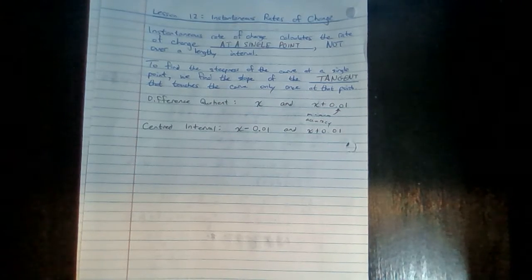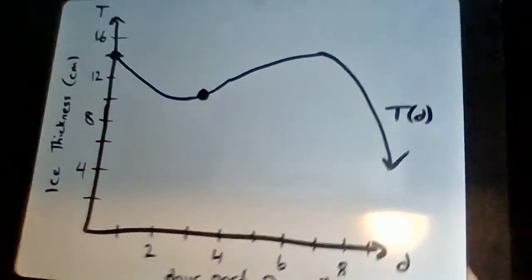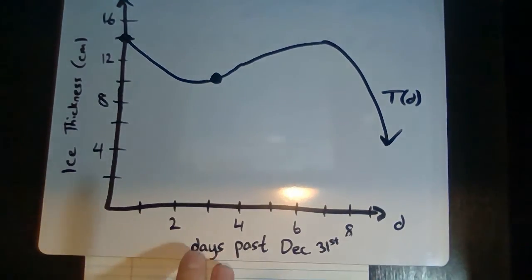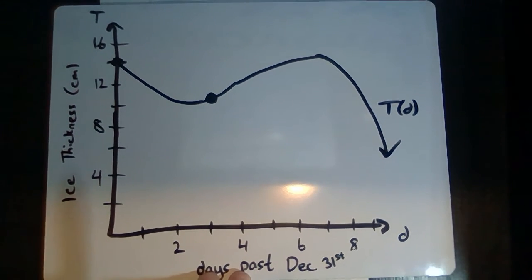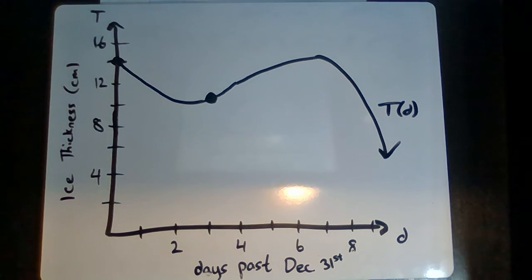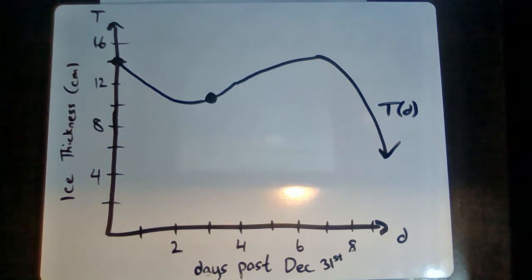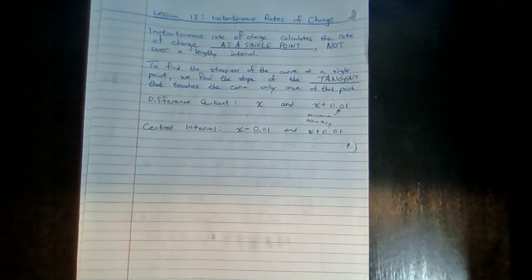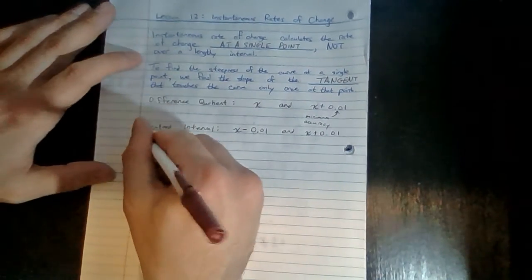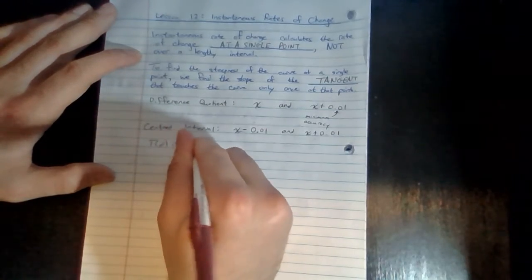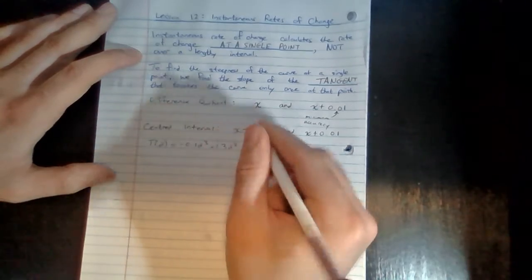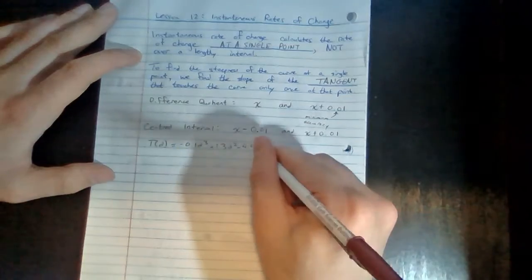To start off, we're going to look at our function on ice thickness that we had looked at in the average rate of change lesson. So that function is shown here on the whiteboard. We have our polynomial, the function negative 0.1 d cubed plus 1.3 d squared minus 4.4 d plus 14.8. Gives us kind of this rough shape here. We'll bring this back in a moment. Let's write down our equation. T of d equals negative 0.1 d cubed plus 1.3 d squared minus 4.4 d plus 14.8.